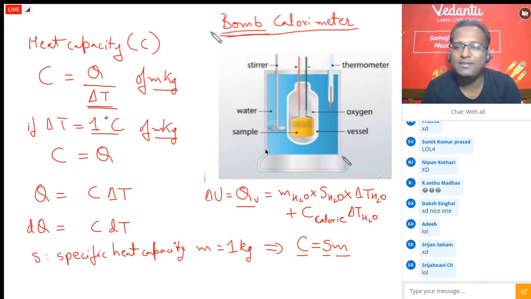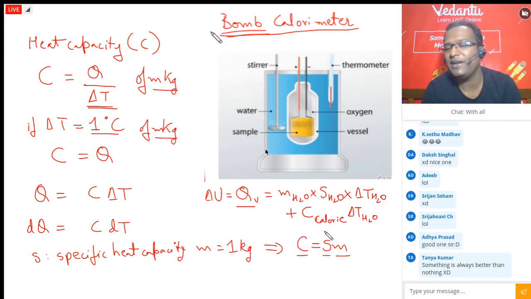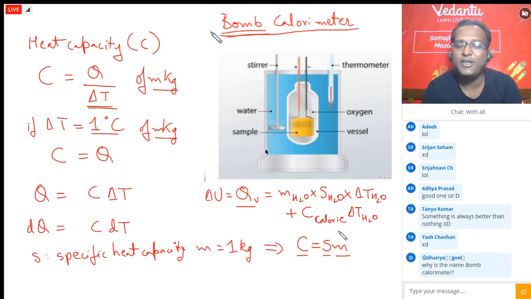And another answer would be, in some question I am sure that specific heat capacity of calorimeter is given to you in the question, and then your answer will not match. Then what will you do? Then you will use this formula.